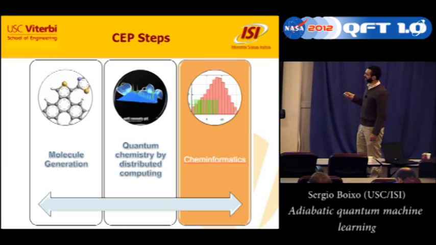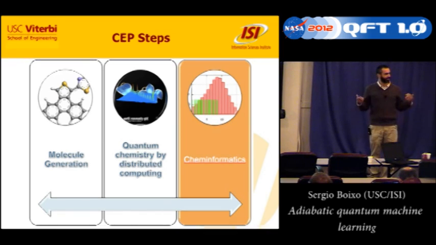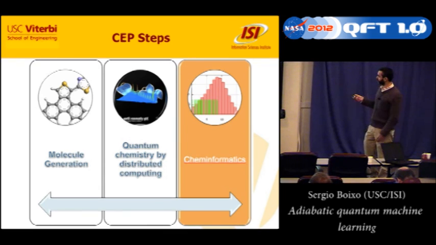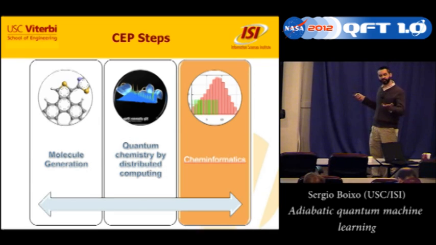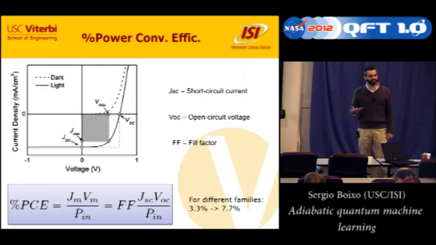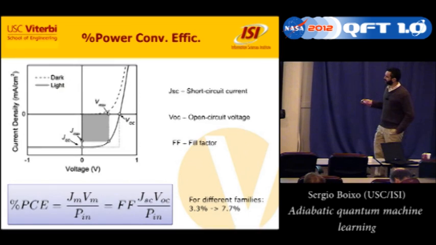So once you have the data for the molecules that experimentalists can prepare, what you would like to do is apply what is called cheminformatics to answer the problem that you're posing, which is which of these molecules are better. So that's the part where we're going to be using the adiabatic quantum machine learning and machine learning in particular.